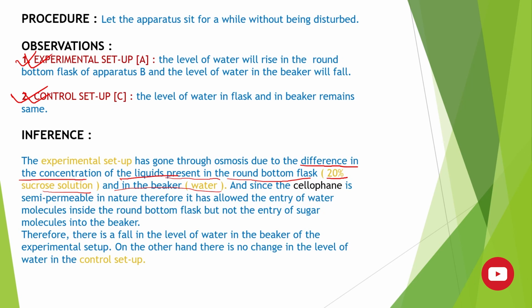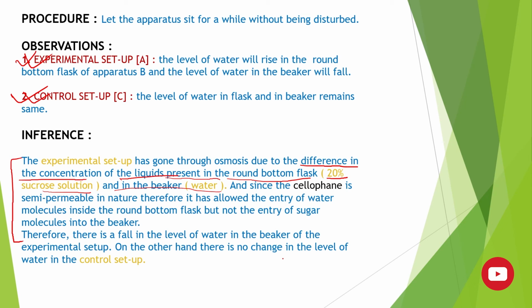Since cellophane is semi-permeable in nature, it has allowed the entry of water molecules inside the round bottom flask, but not the entry of sugar molecules into the beaker. A semi-permeable membrane only allows the entry of water molecules through it, and it does not allow the entry of sugar molecules. Why? Because sugar molecules are bigger than water molecules. Therefore, it only allows water molecules. Hence, the level of water has fallen in the beaker and the level of solution has risen in the thistle funnel. That is why it is happening, due to the presence of the semi-permeable membrane.